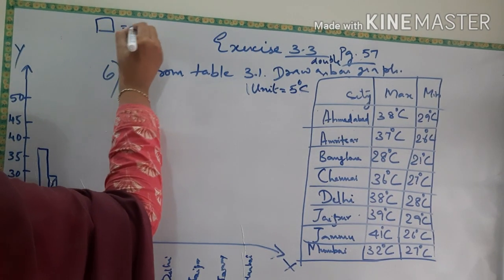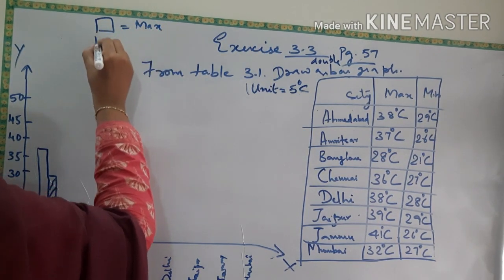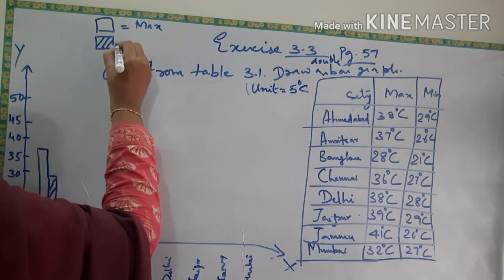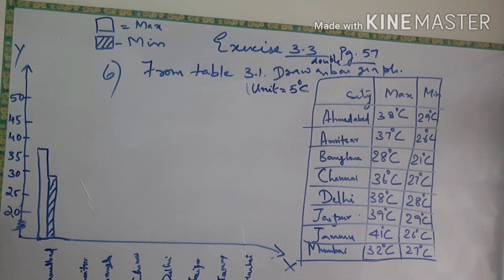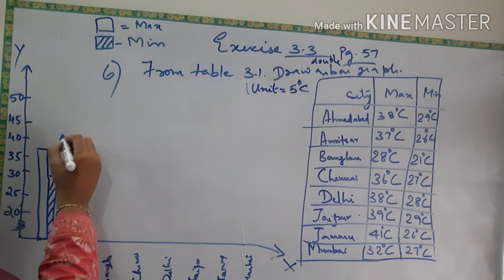See, maximum, minimum. Now see the next one. Amritsar, it is 37. So it will be here.